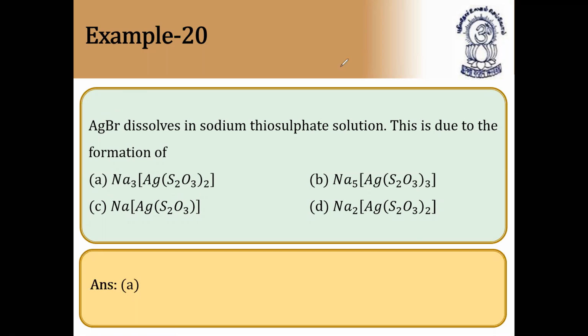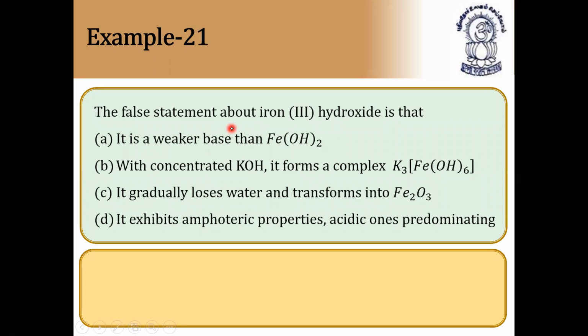Next question. The false statement regarding iron oxide hydroxide, that is FeO(OH), is that it is a weaker base than Fe(OH)2. That is correct, but they are asking for the false statement. With concentrated KOH, it forms a complex K3[Fe(OH)6]. It gradually loses water and transforms into Fe2O3. It exhibits amphoteric properties, acidic ones predominating. So the answer could be the statement that it does not exhibit amphoteric properties, acidic ones predominating, which is the wrong statement.